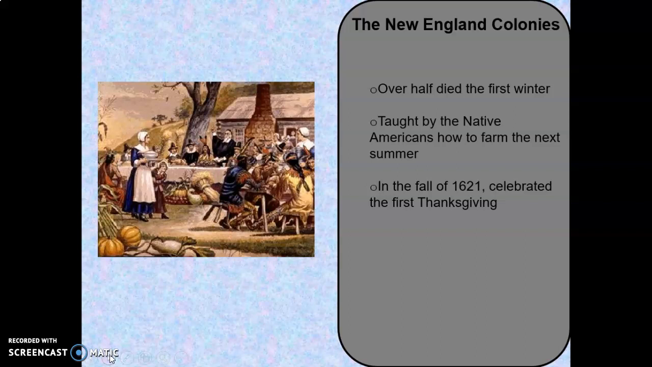So over half died on the first winter. The next year, the natives taught them how to farm, putting fish in the dirt, using it as fertilizer, things like that. It is this fall, in October of 1621, they celebrated the first Thanksgiving. Go check out the original Thanksgiving menu. It looks a lot different than the one we have today. And this is the only Thanksgiving they celebrated. This was it until President Lincoln made it a national holiday in 1864.